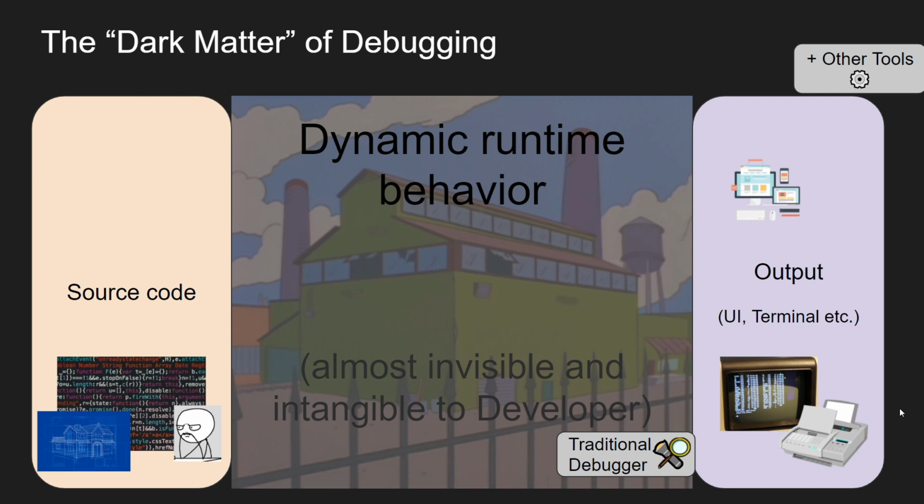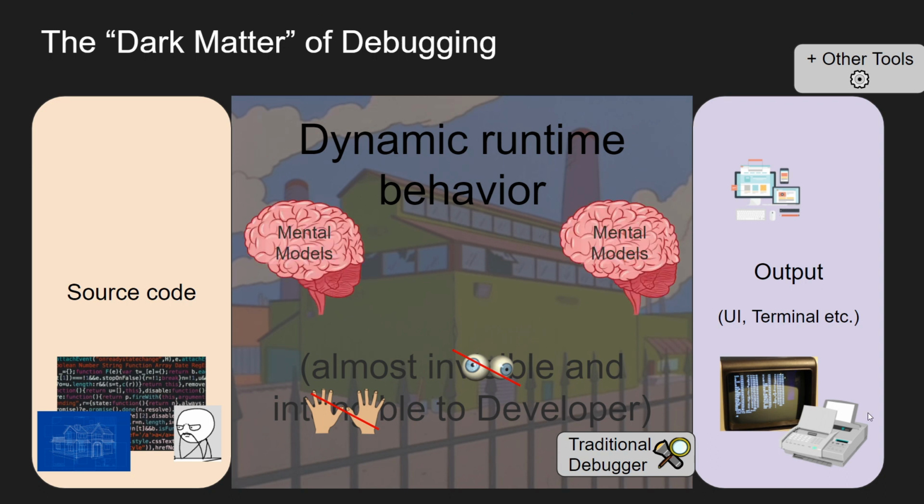And I also consider it the dark matter of debugging because it is almost invisible and intangible to us as developers. We can barely see it, we can barely interact with it, it is elusive. This is where the developer's most valuable skill comes into play, our ability to establish mental models of this invisible, complex, high-dimensional space that is the dynamic runtime behavior of our applications.